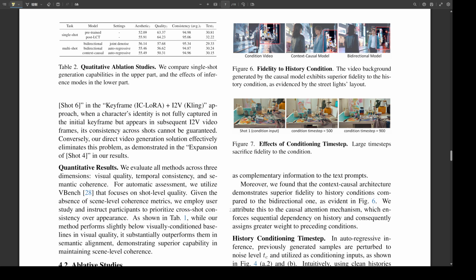Because LCT can generate these multi-shot sequences, you can actually use it in a much more iterative way. Instead of planning out the entire video beforehand, you can generate one shot at a time, see how it looks, and then decide what you want to do next. It's like a back and forth between the human creator and the AI. You can experiment with different camera angles, different character actions, and the AI can adapt and generate the next shot based on your choices.